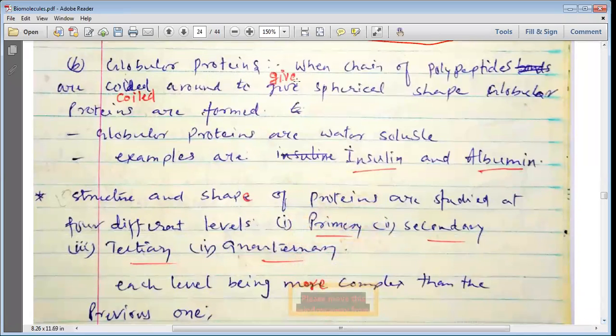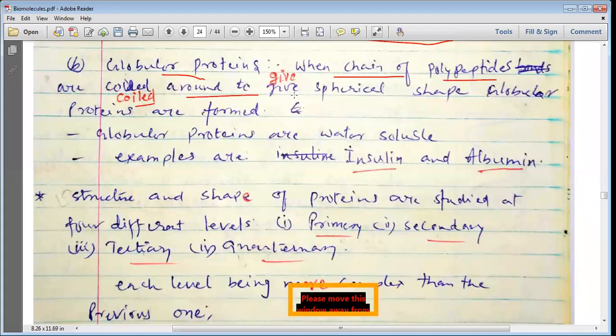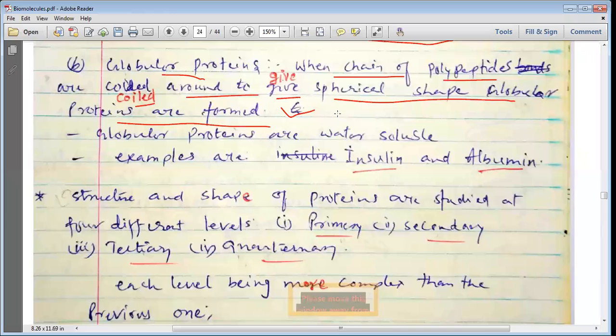Now we want to study the globular proteins. When chains of polypeptides are coiled around to give a spherical shape, globular proteins are formed. So the polypeptide chains are not parallel, but coiled, and they give the globular shape. Such proteins are known as the globular proteins.